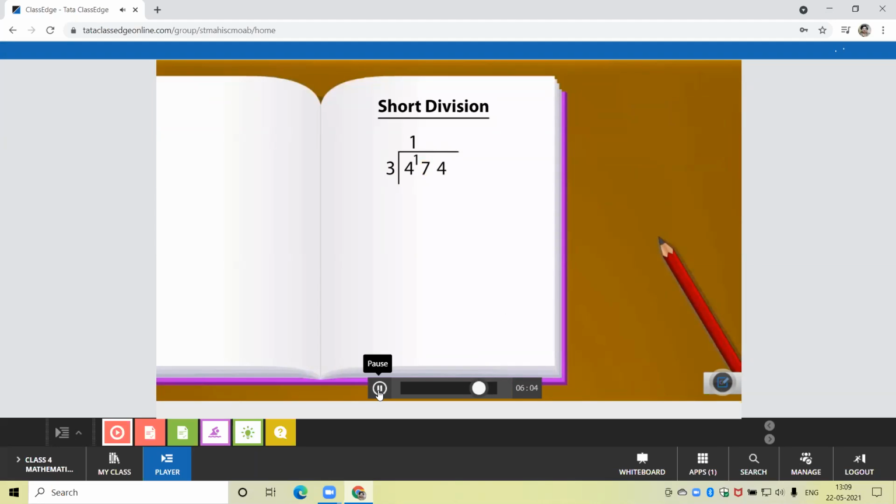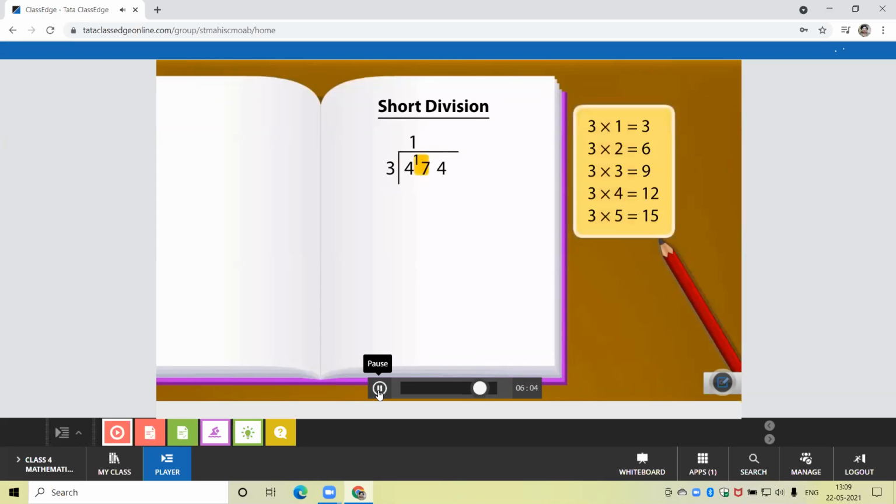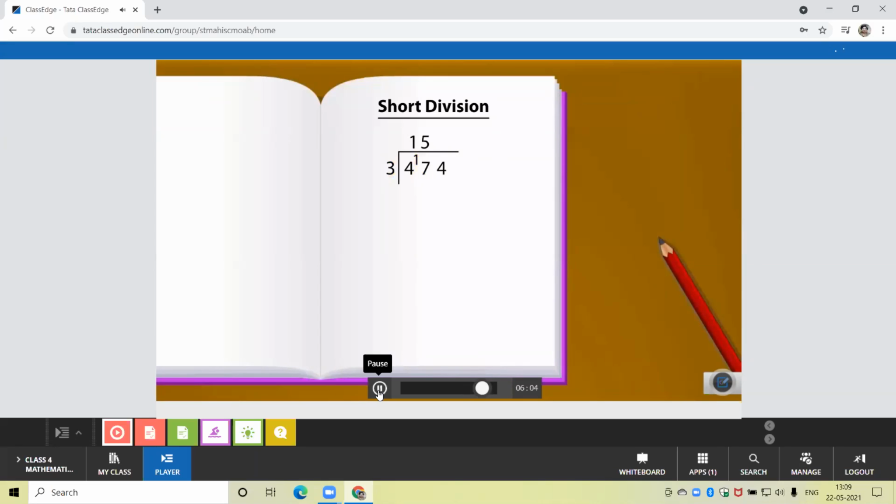Now, the next number to be divided becomes 17. We'll check how many 3's go in 17. It's 5. So we write 5 above. 5 times 3 is 15. Now, when we subtract 15 from 17, we get 2. So, we'll write the remainder 2 to the left of the next digit, that is 4.